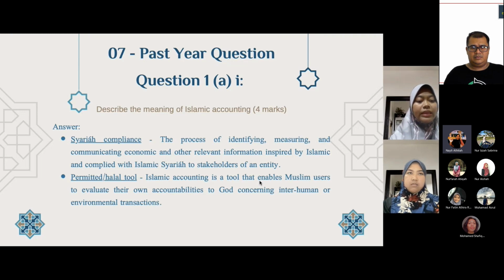Then the second point is a permitted or halal tool, which is Islamic accounting is a halal tool that enables Muslim users to evaluate their own accountabilities to God concerning interhuman or environmental transactions.